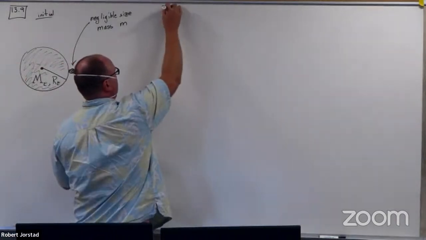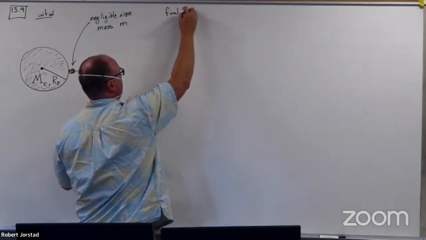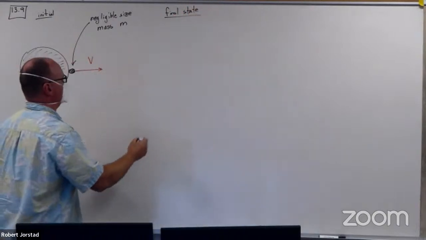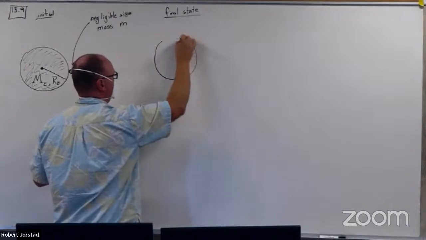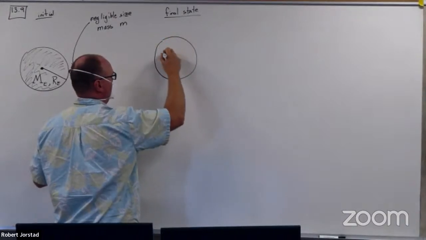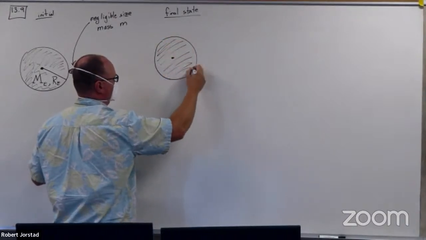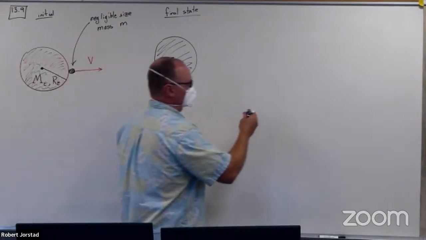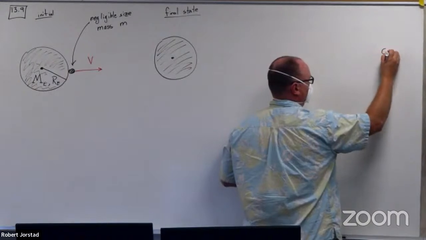In the final state, let's assume the planet is so huge it doesn't move at all. The planet's still there, but I want this little mass to get really far away.